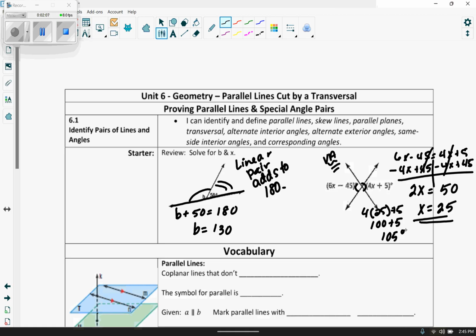Now, normally I would say, okay, you're done. However, let's double check to make sure that we're correct. Let's go ahead and plug it in over here for this x as well. So 6 times 25 minus 45. Well, 6 quarters would be $1.50, so 150 minus 45 gives me 105 degrees. So it does work, so I am correct.